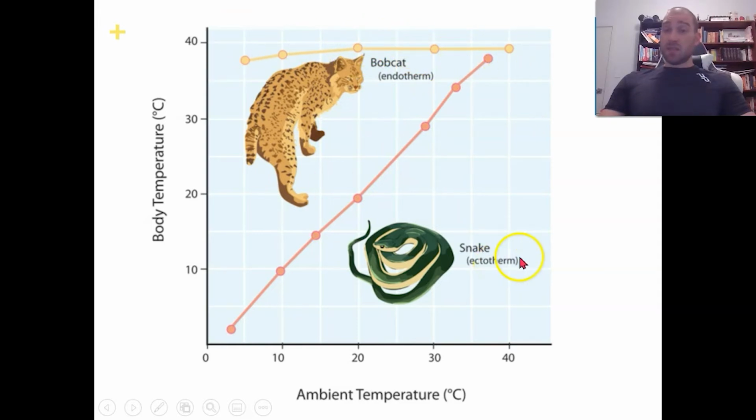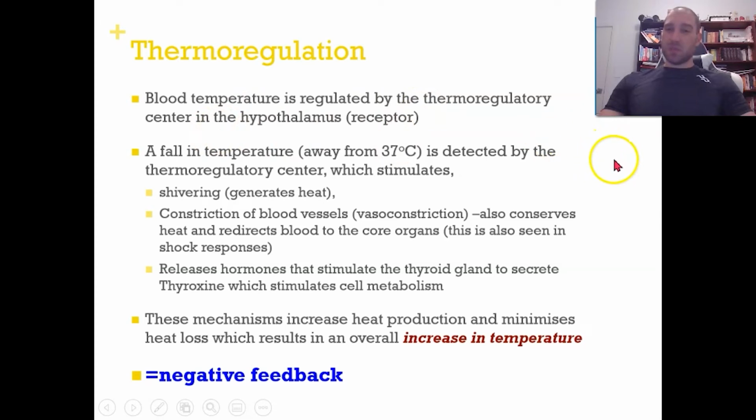Whereas a snake is an ectotherm. It relies on the external temperature of the environment to maintain its body temperature. So if it's 5 degrees, it's going to be about 5 degrees inside its body too. There's not much difference between the temperature of the environment and the internal temperature of the snake. Since we are endotherms, we can do this thermoregulation, and part of it relies on the nervous system and the endocrine system working together.